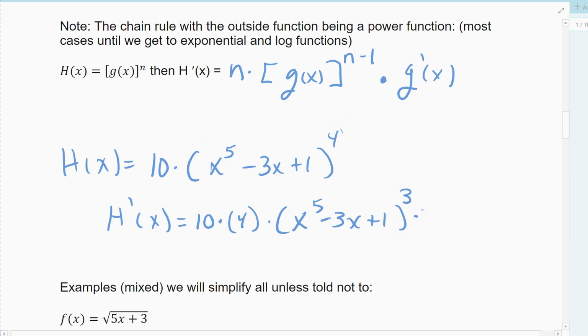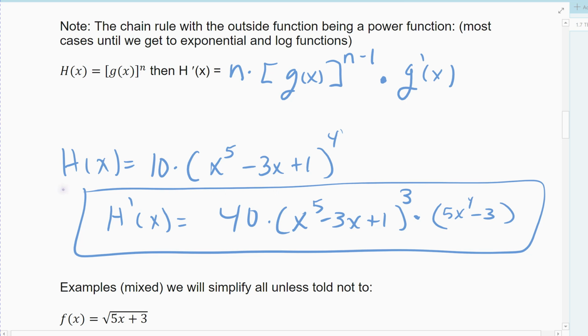But then I'm not done, and this is the part that, if I'm going to forget something, it's the second part of this. I did all of that, but you can't forget times the derivative of the inside. So then it's times, and I just look at the inside function and take its derivative. The derivative of x to the 5th is 5x to the 4th minus 3. The derivative of 1 zeros out. And so there's that function, and basically the only thing I could do is simplify this. Instead of writing 10 times 4, that'd be 40. And there is the chain rule.